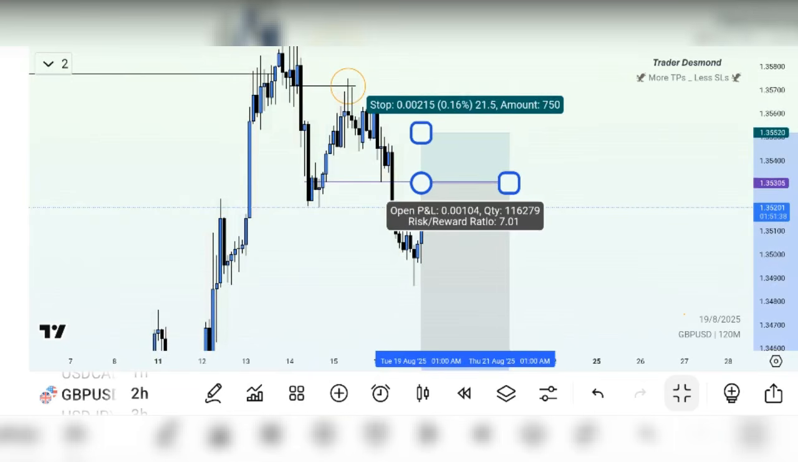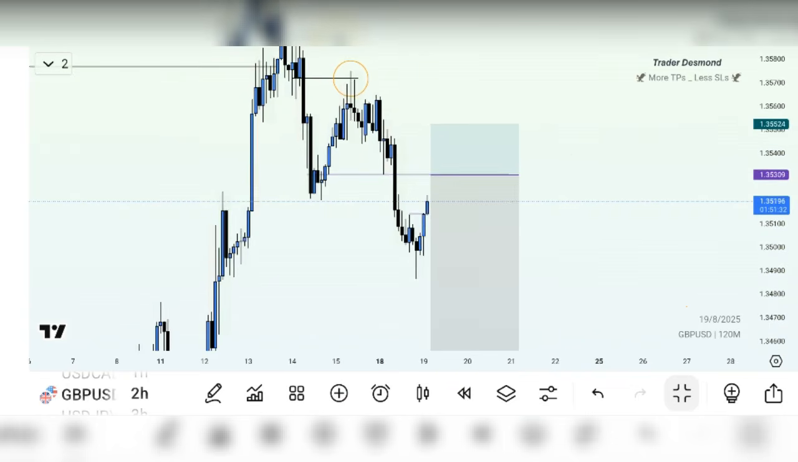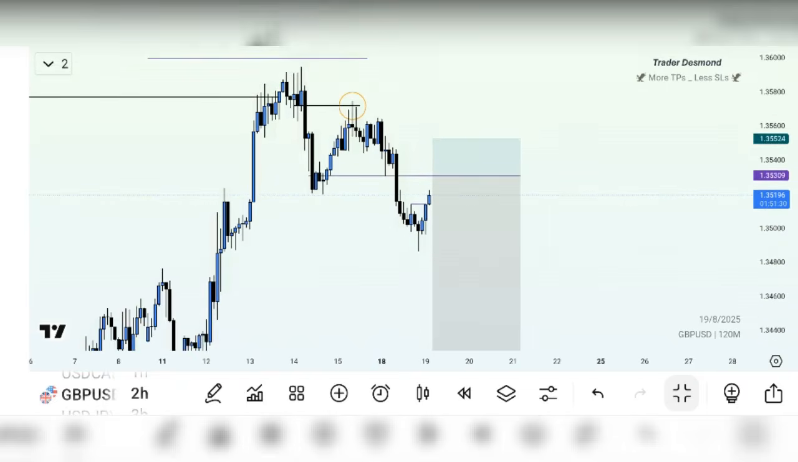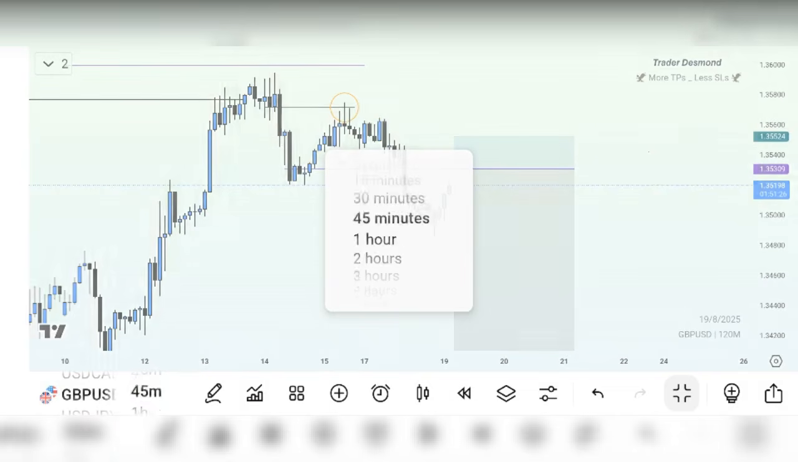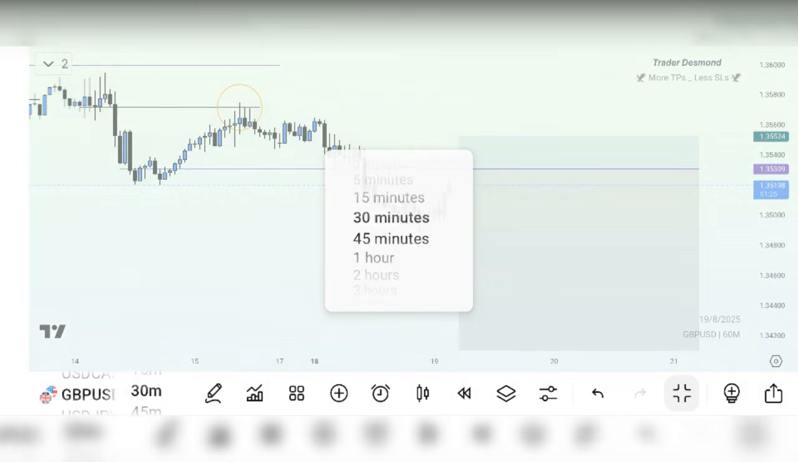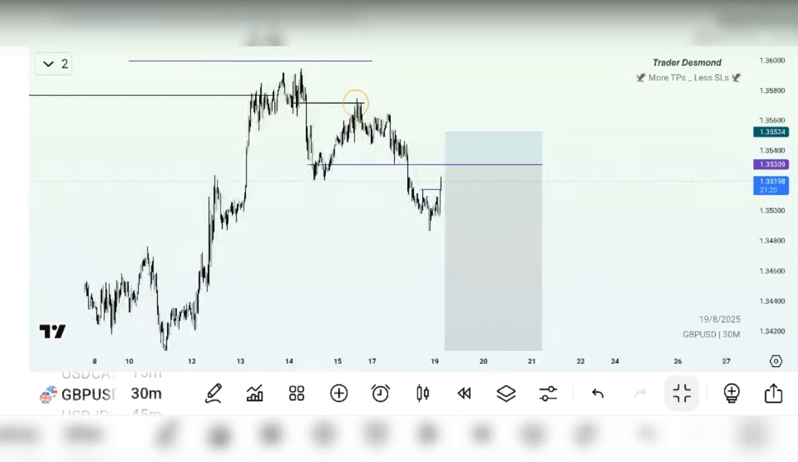So I'll be sharing this trade right now in the community for those who want to take the entry. Yes, I'm convinced and I'm okay with this setup. Going to the 30 minutes time frame, I'll show you my liquidity and the rest. This was the liquidity I was using.